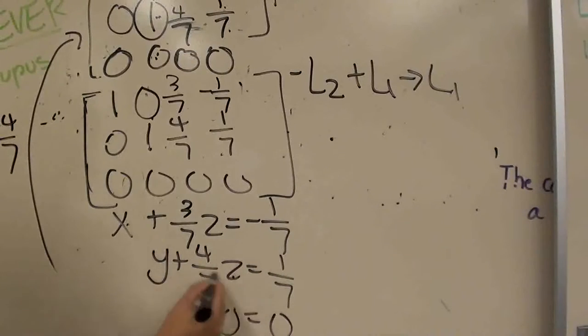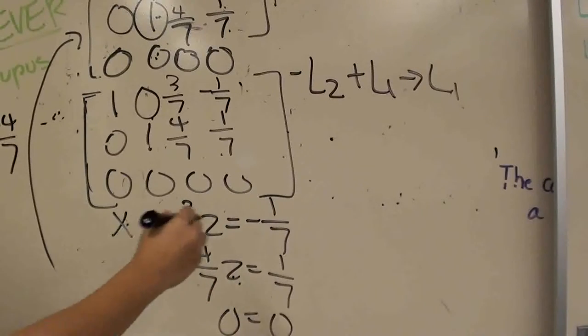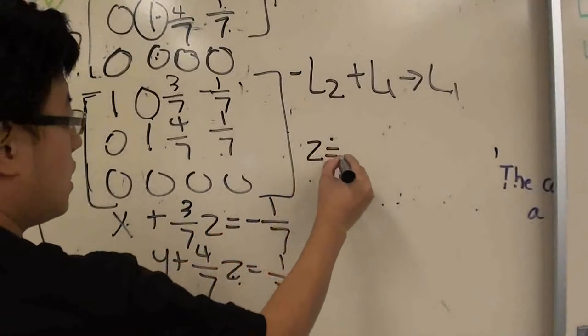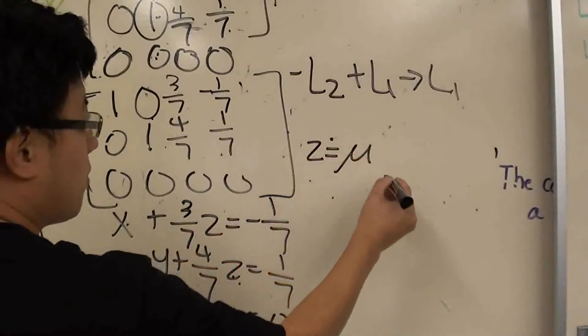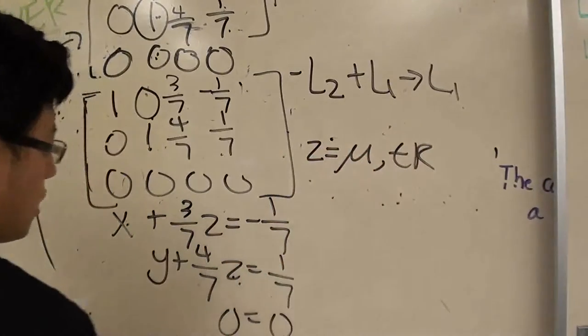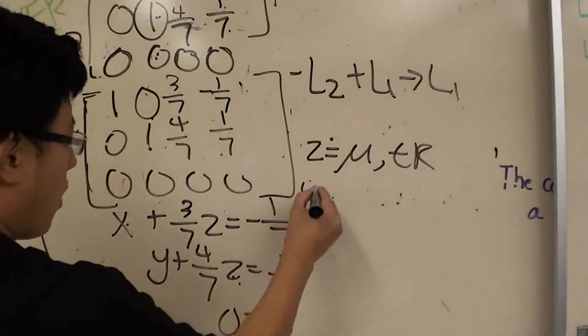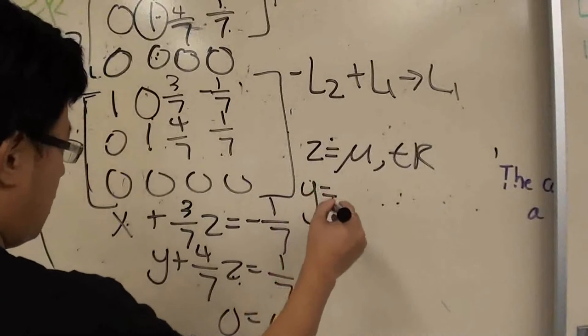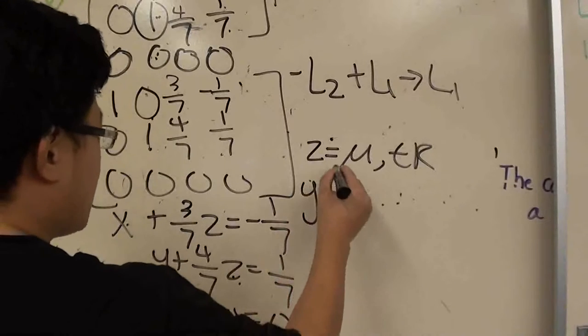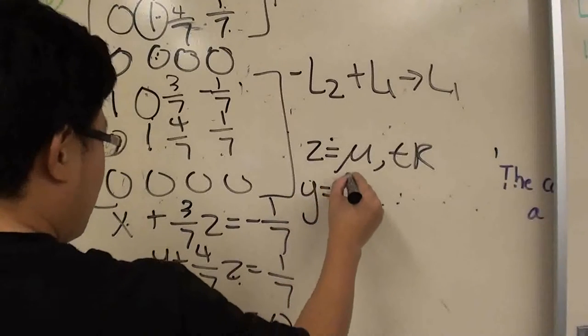But anyways, again I'm going to do the same thing. Can you guys see? Or I could write it here. So, let's say z equals 2 macro, where it's a real number. So, because of that, y equals 2. I think it's going to be the same. Oh yeah, it will be the same.